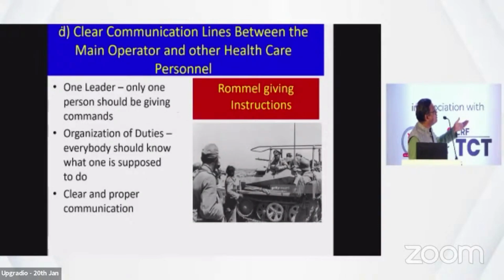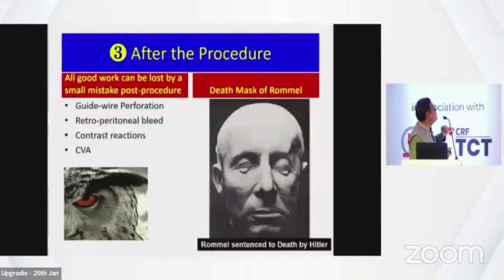Other things I already told you. Clear communication I already discussed with you, so I will not spend any time there. Finally, as I said, the procedure is not over till the patient gets discharged. Even after the procedure, you have to look at guide wire perforation, retroperitoneal bleeds can happen, contrast reactions can happen, and cardiovascular and cerebrovascular accidents can happen. So you should have a very good staff, a very well-trained fellow in the CCU also, who can pick up these complications once they start happening and immediately inform you so that you can take corrective steps.